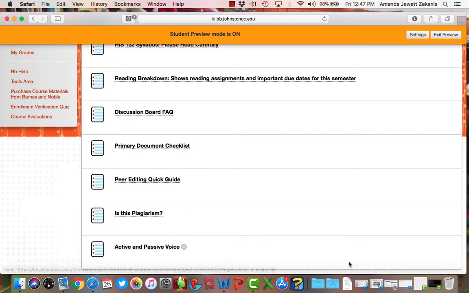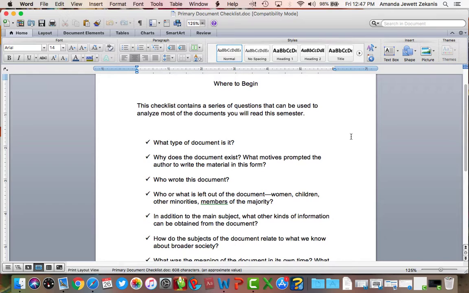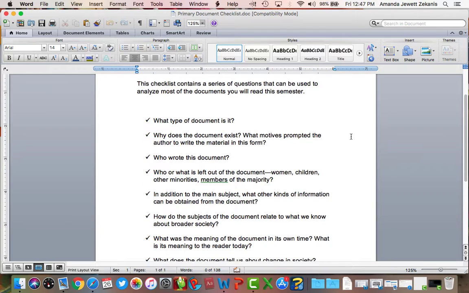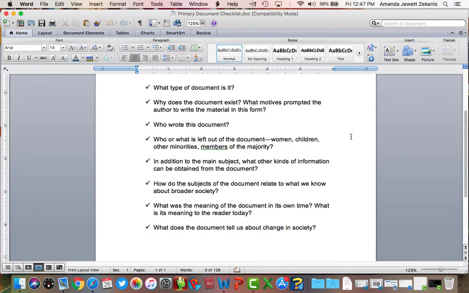There's a primary document checklist. Some of you may have never read primary documents before. Again, just a refresher, primary documents are things that were written at the time. Things that are written in the 1780s by people living in the 1780s would be primary documents. So these are just some things to think about when you start reading primary documents. What type of document is it? Why does it exist? What motives prompted the author to write the material in this form? Who wrote this document? Who or what is left out of the document?